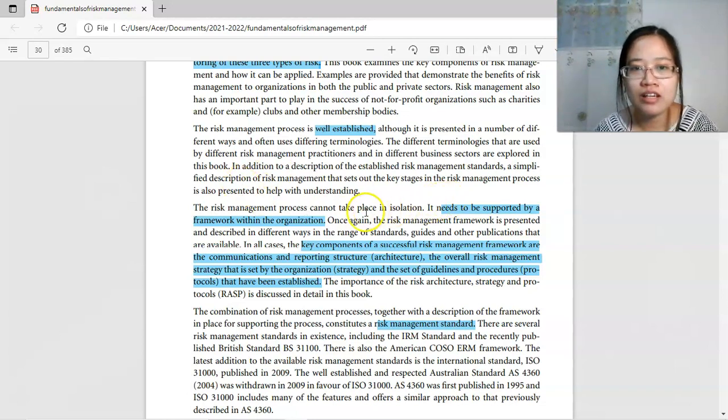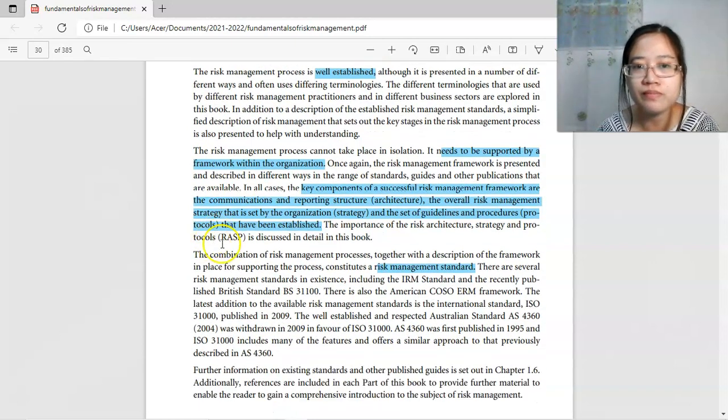Okay? Ayan. So, yung risk management process, kailangan siya ay supported by a framework within the organization. Yung framework dito, essentially, it's a support structure. Okay? Kumbaga, ay papaano sa supportahan ng business yung risk management. Of course, they have to give attention to it. They have to allocate a portion of their resources, especially manpower din. Kasi they have to monitor the different types of risk and exposure of the business to it.